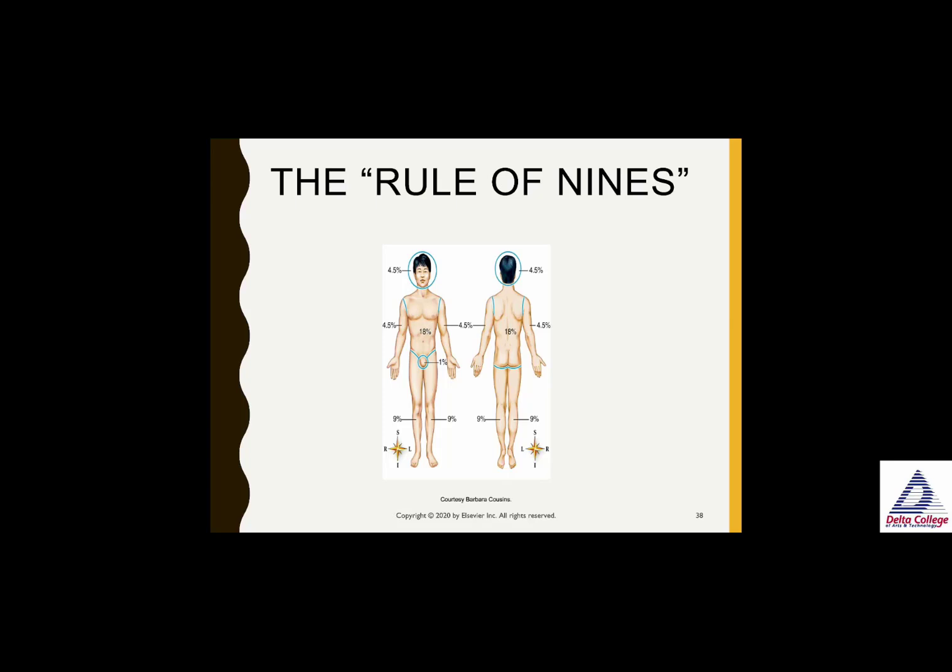Okay, the front of the face is 4.5, the back of the head's 4.5. The torso is worth 18% if it's on the front, 18% if it's on the back. So you can kind of see by this image, we call this the rule of nines. It helps determine the percentage of the burns, how much has been burned.